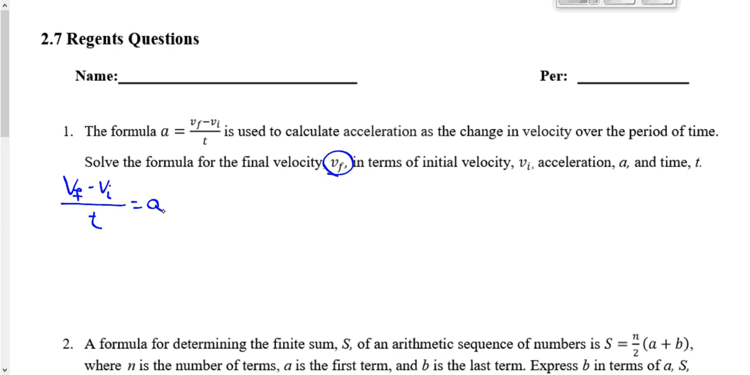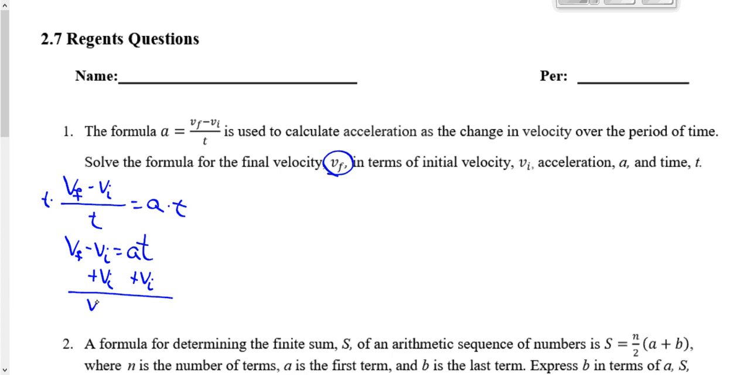Multiply both sides by T, right? So these would cancel. I'm left with what? VF minus VI equals AT. Now what? Add VI to both sides, right? And so I get what?